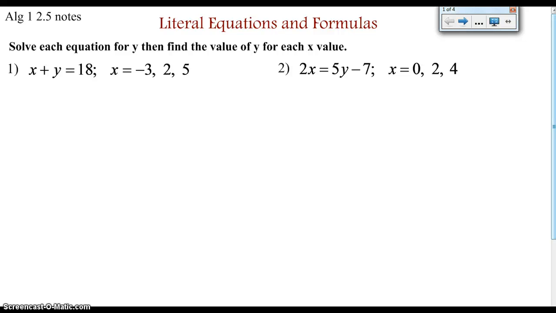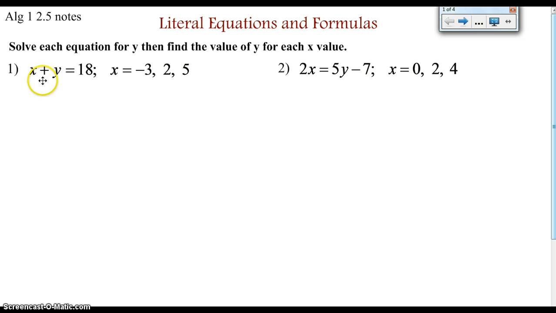Here are your lesson 2.5 notes. This section deals with literal equations and formulas. We'll start with this. We're given some equations like you see on number 1 and number 2 that say solve each equation for y and then find the value of y for each x value. So we have to do this one piece at a time.